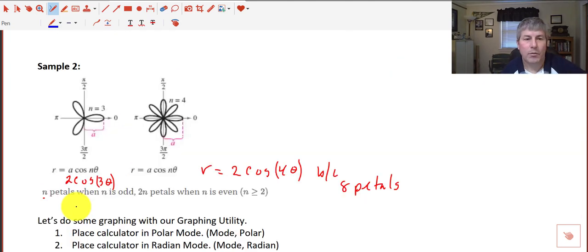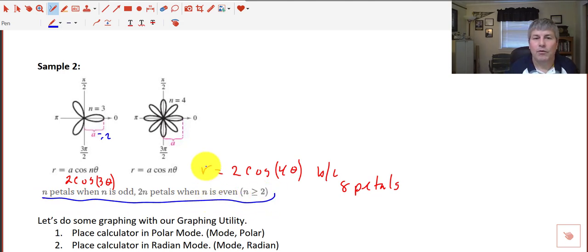In our first sample, we did 2 cosine of 3 theta, where our A was equal to 2 and our N was 3, and we ended up with 3 petals. Well, if we see down here in our note, we have 2N petals when N is even. So this particular diagram has 8 petals, so our N must be 4.